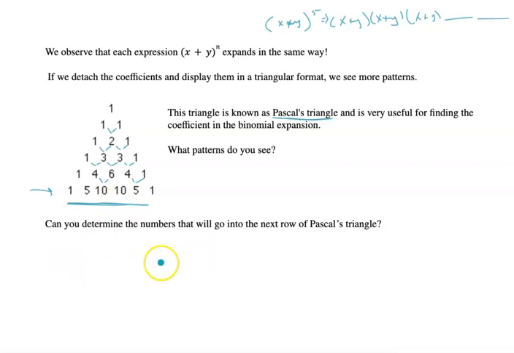The next row of Pascal's triangle, I'm going to add 1 plus 5 to get 6. First of all, I'm going to start at 1, and I'm going to end at 1, because the first term and the last term always have coefficients of 1. Then I add 1 plus 5 to get 6, 5 plus 10 to get 15, 10 plus 10 to get 20, 10 plus 5 to get 15, and 5 plus 1 to get 6. And again, that last coefficient there is a 1. So we could continue to develop the next row and the next row and the next row of Pascal's triangle.